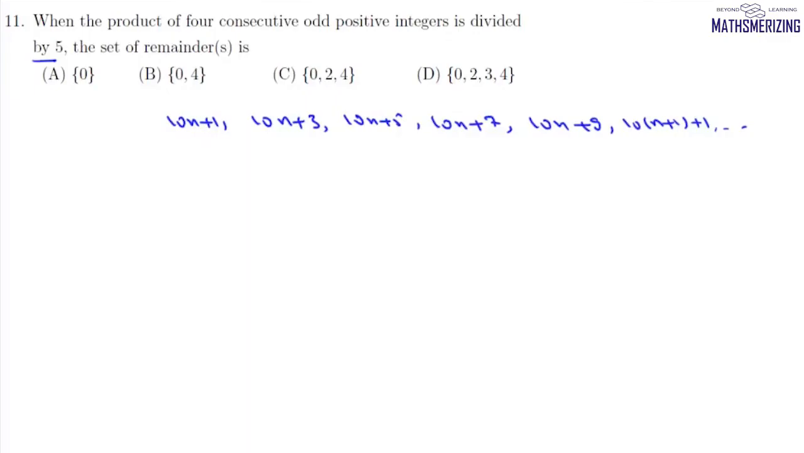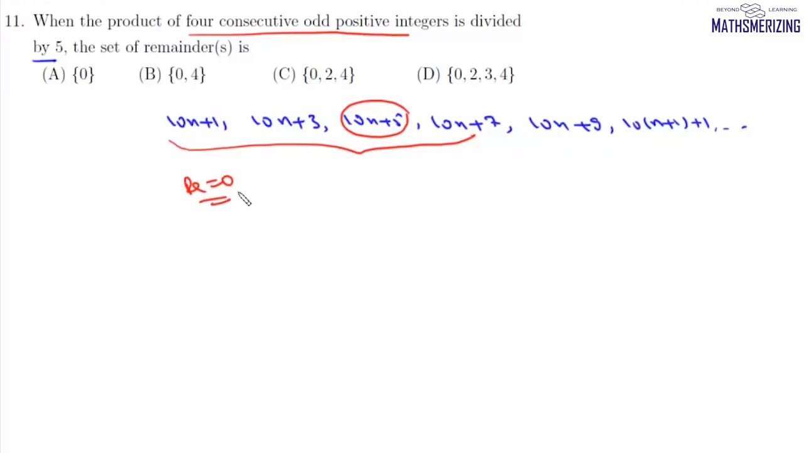Now there are two possibilities. One possibility is, out of these four numbers, one of the numbers is of the form 10n plus 5, which is divisible by 5. So in that case, the remainder will always be 0. So if we take four such numbers which include this 10n plus 5, in all such cases the remainder will be simply 0.